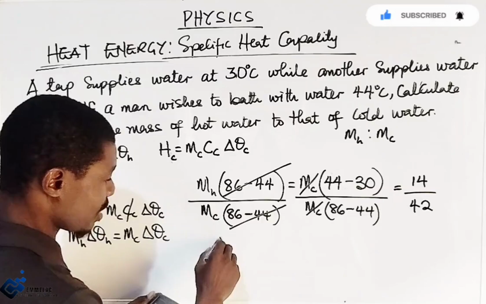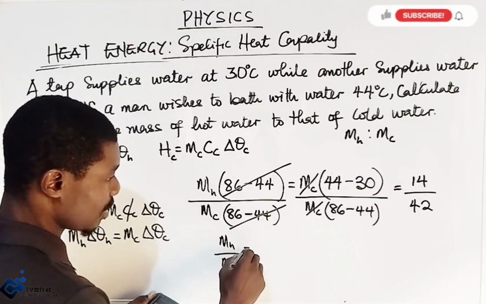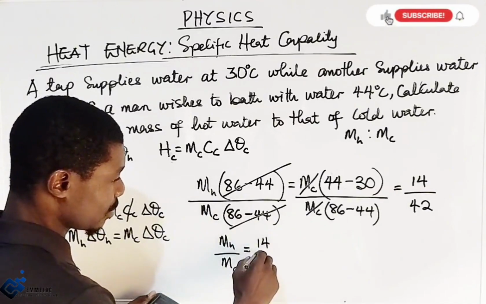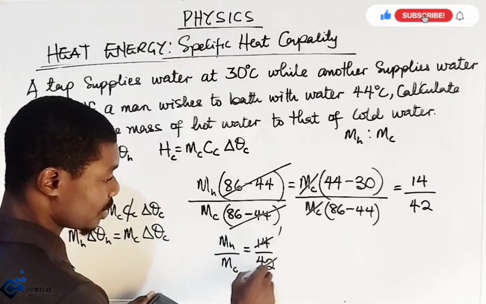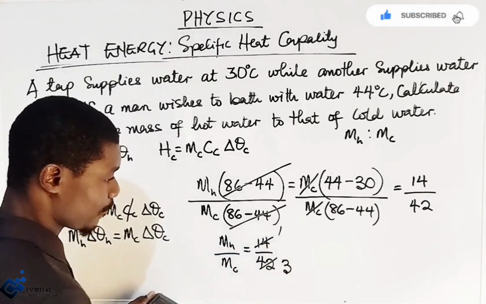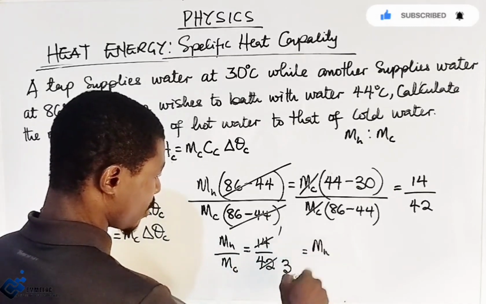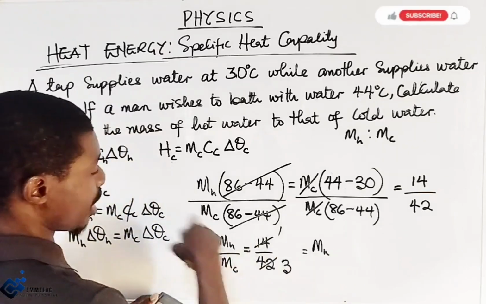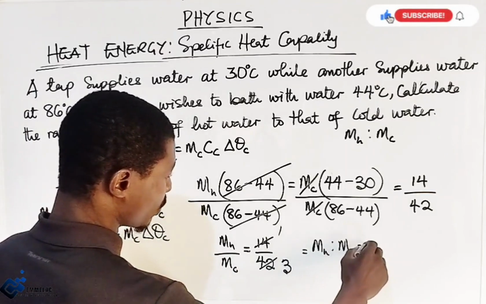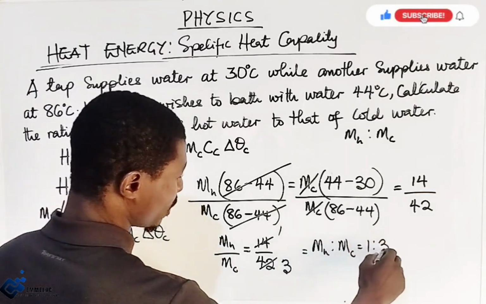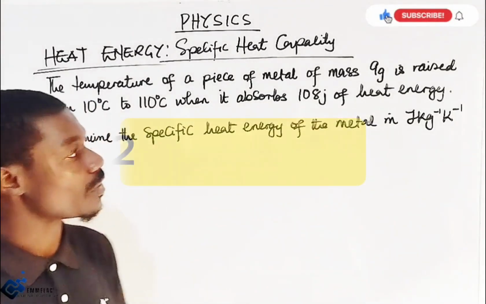So here we have that MH over MC now equals 14 over 42. Now 14 here, 14 should give us 3. So we have that the ratio of the hot water, that means the mass of the hot water, to the mass of the cold water will be 1:3. Final answer.